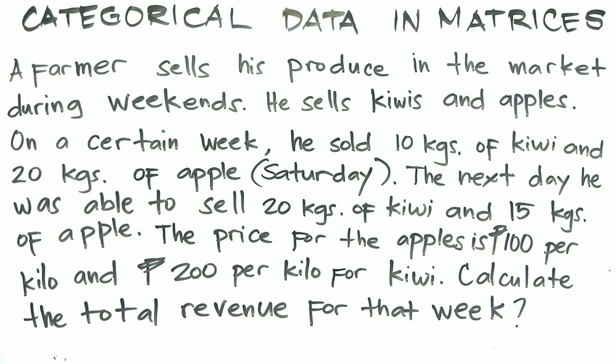So let's have this example. A farmer sells his produce in the market during weekends. He sells kiwis and apples. On a certain week, he sold 10 kilograms of kiwi and 20 kilograms of apple. That is on a Saturday.